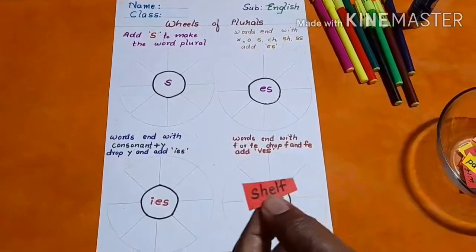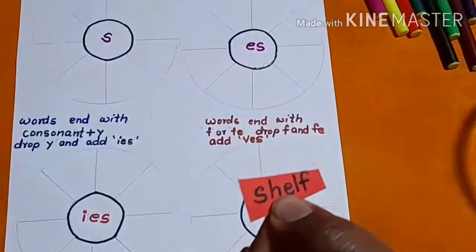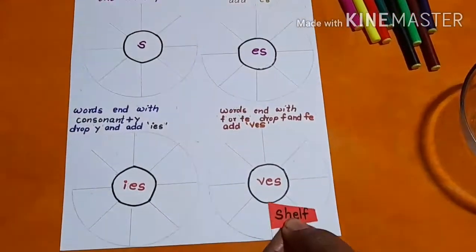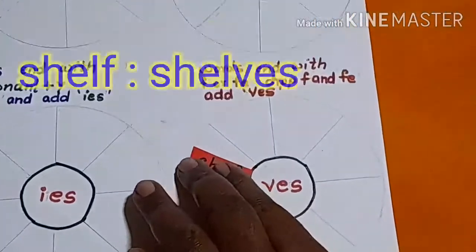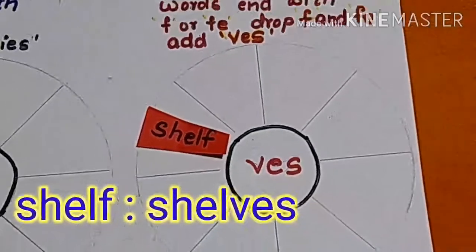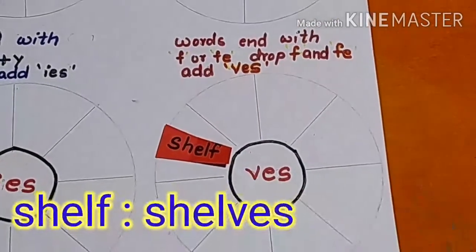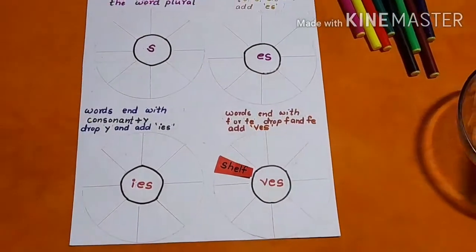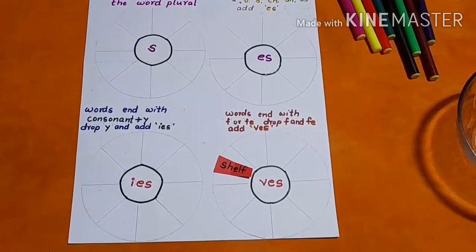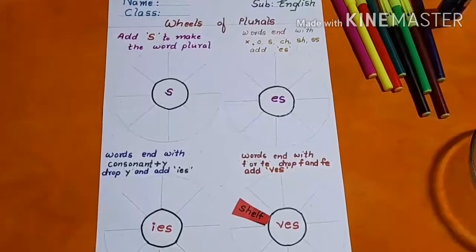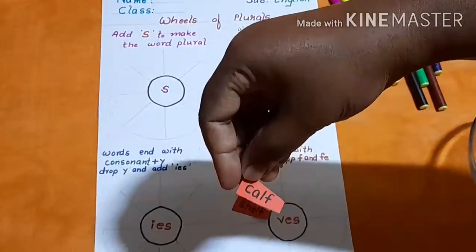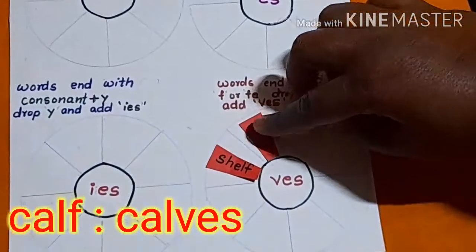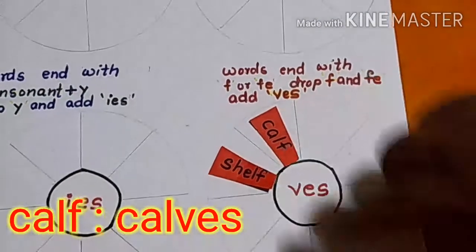First strip I got is shelf. So it ends with F. So we have to add this word in this wheel. So the plural will become shelves. We have to remove F and we have to add VES. So it will become shelves. Next word I got is calf. Again ends with F. So we have to fix here in the same wheel. So it will become calves. F we should remove.